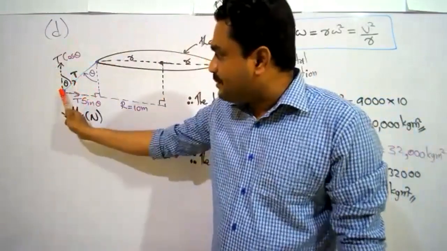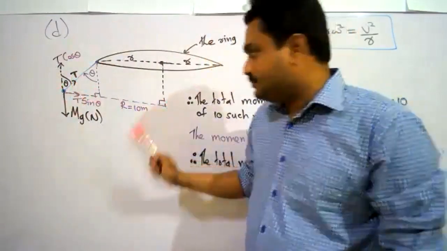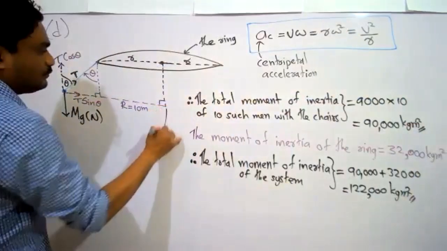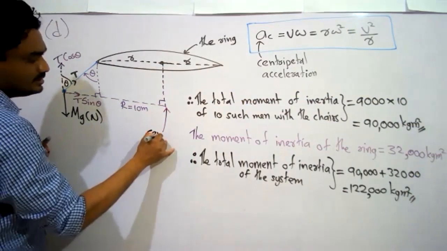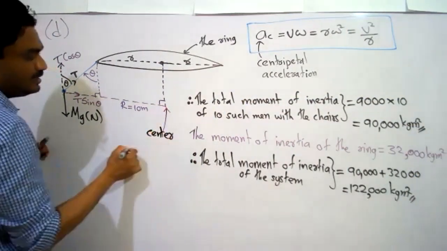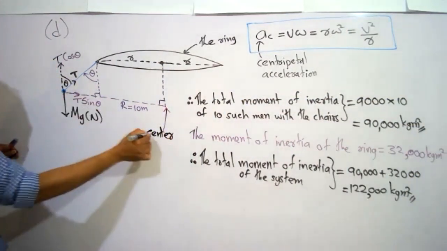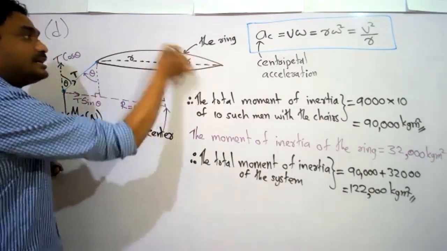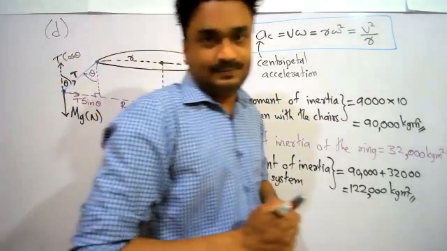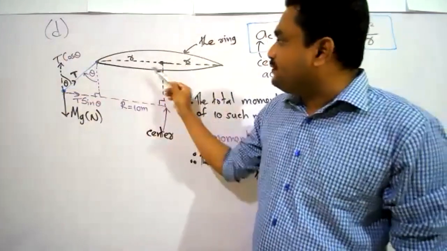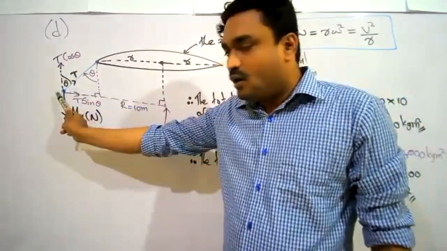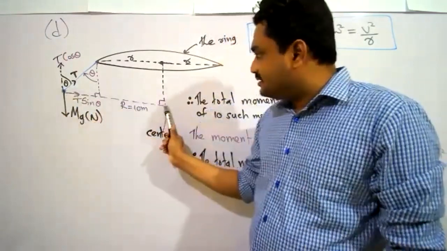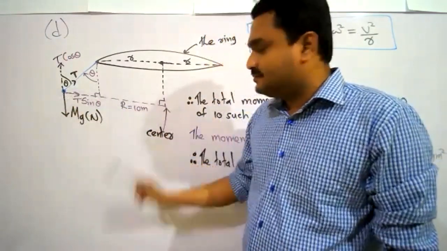For this capital N, this is the center, right? So this is the center of the circular path of the man with the seat. This is the center of the ring. They are two different things. The center of the ring is here, and the center of the circular path of the man with the seat is this. So that is 10 meters.